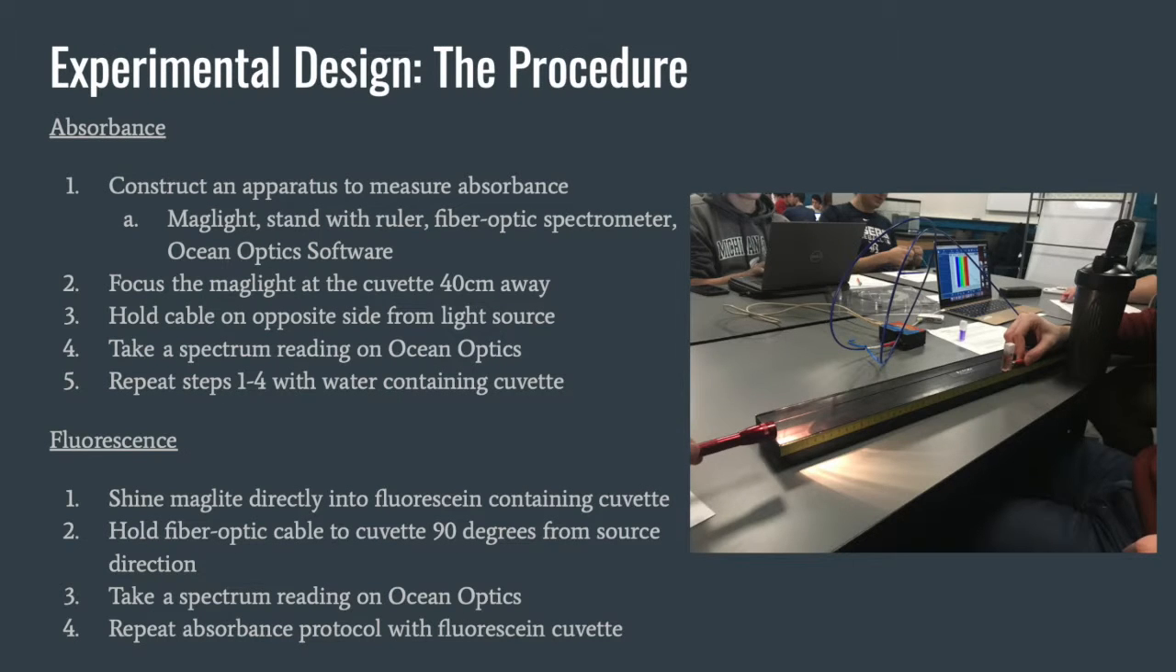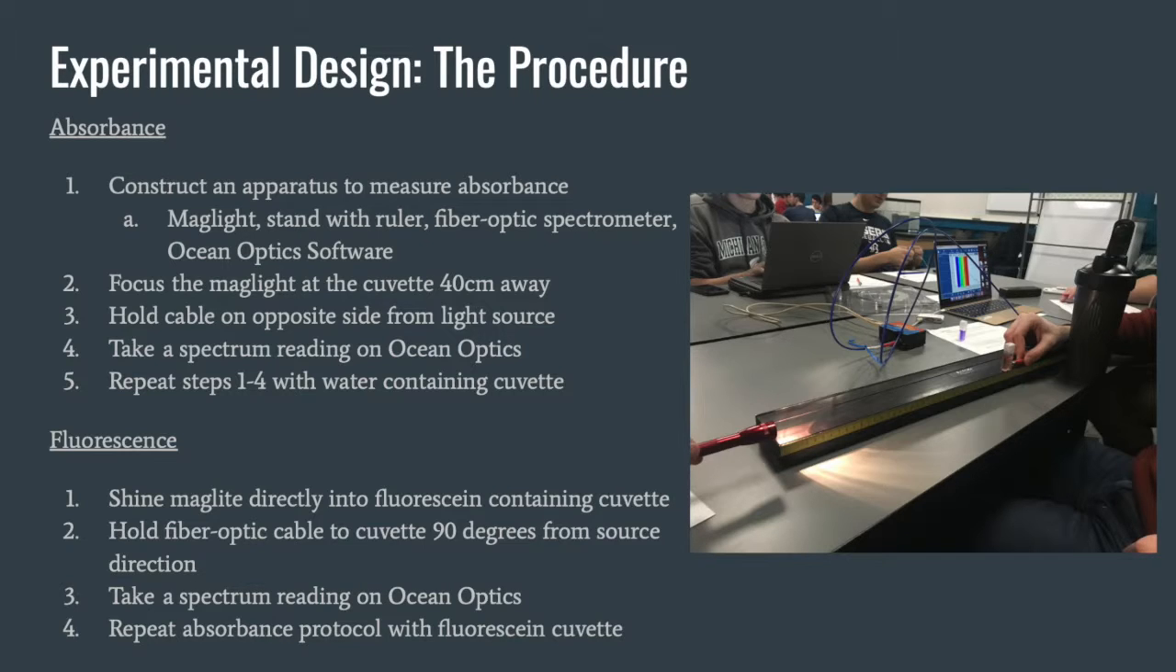Our experimental design involved measuring absorbance using a mag light, a stand with a ruler, a fiber optic spectrometer, and Ocean Optics software. We collected data by focusing the mag light at the cuvette 40 centimeters away and holding the spectrometer on the opposite side from the light source. This was done for both our dye and water.